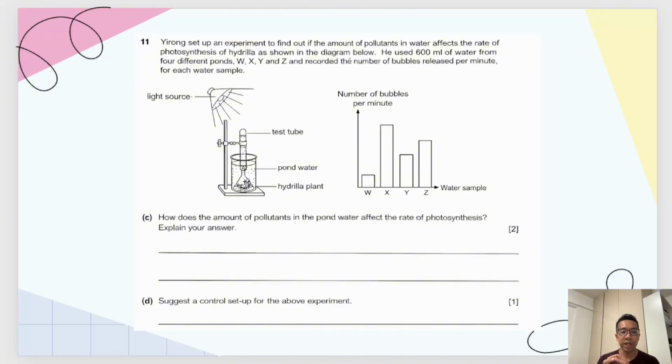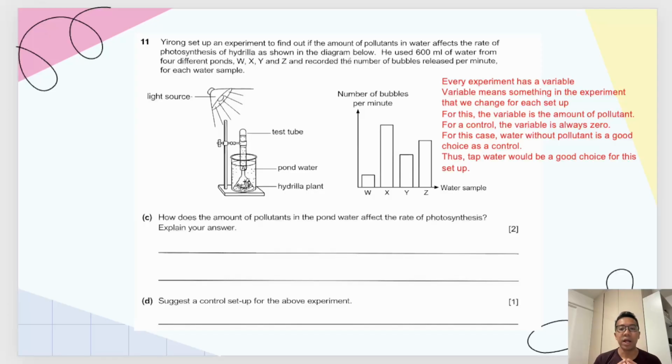So for the control setup, you need to use a type of water that is not polluted at all. And this is commonly what you refer to as tap water. Because as you might know, when you turn on your tap, especially here in Singapore, it is very clean and free of most pollutants.